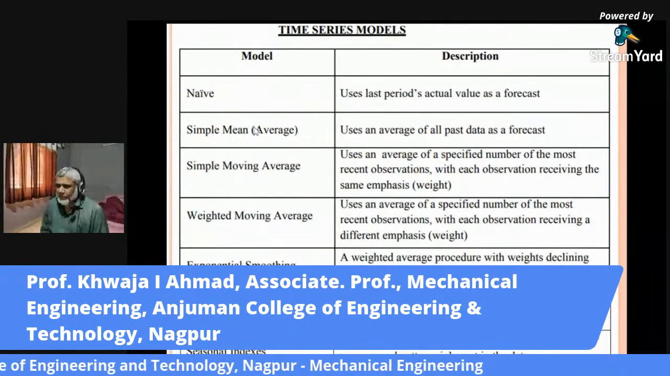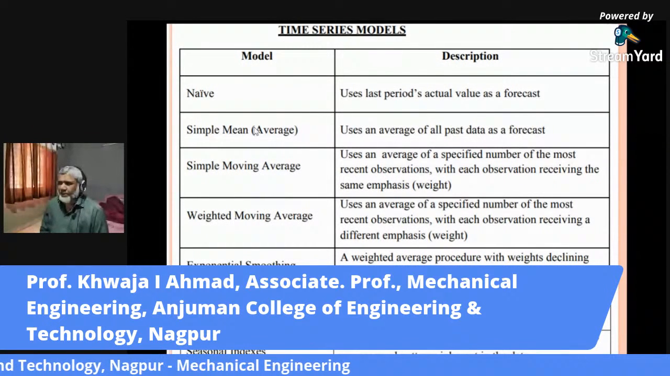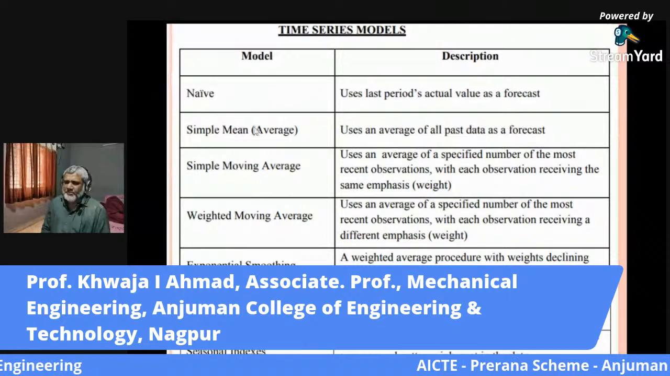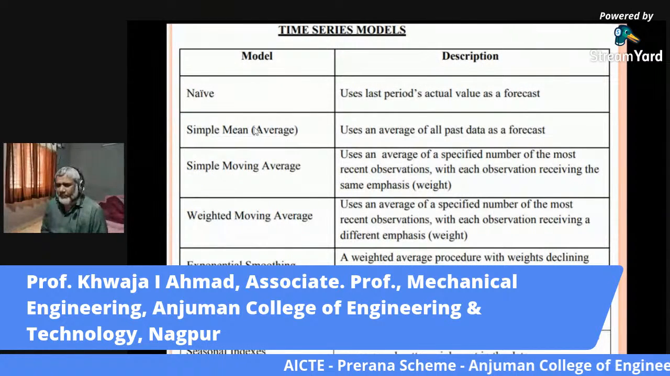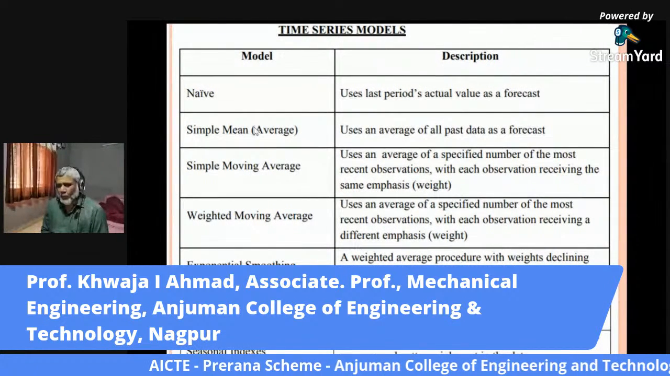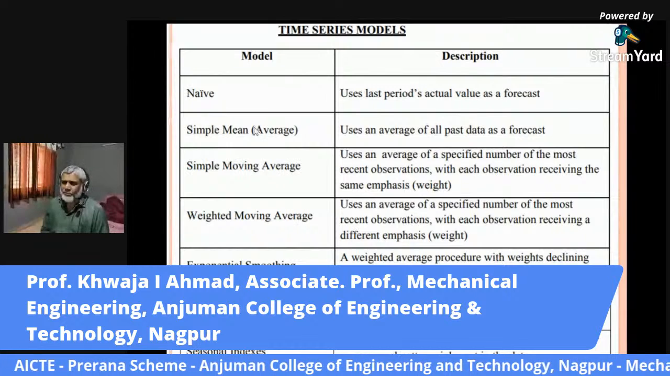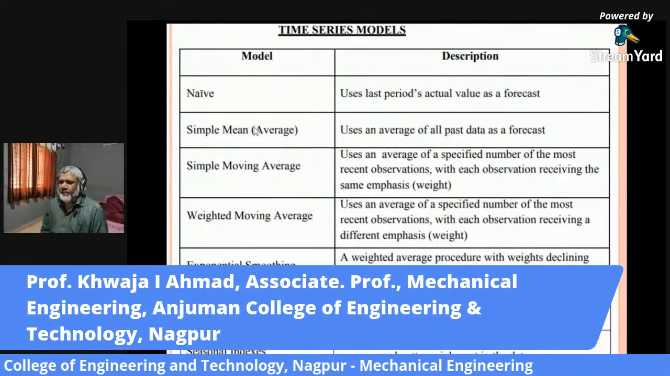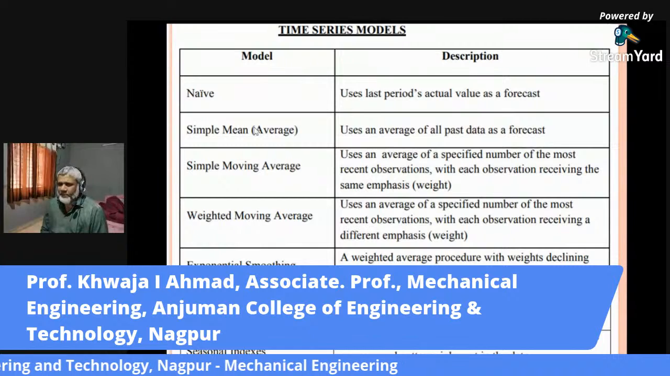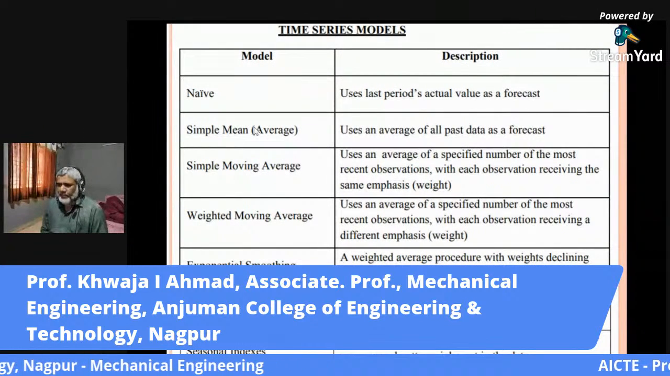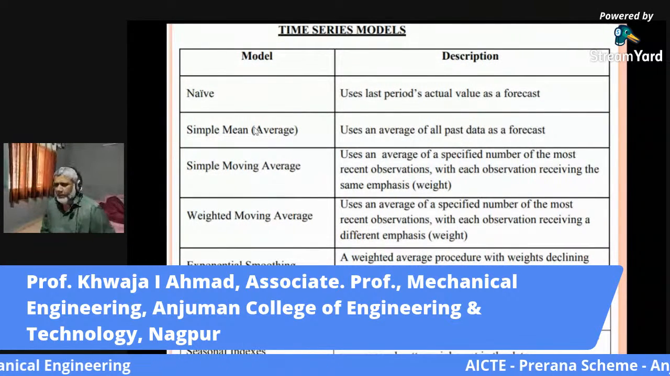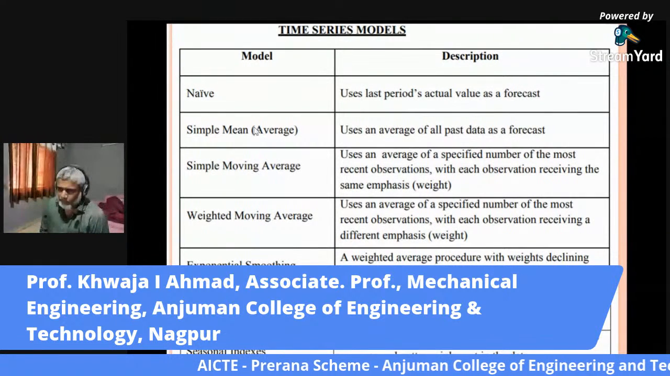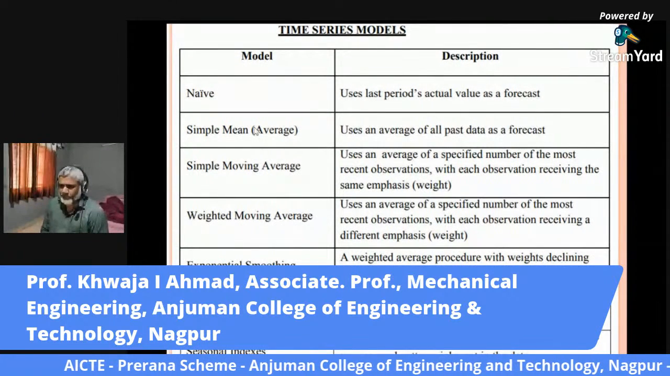Here it uses an average of a specified number of the most recent observations, with each observation receiving the same emphasis, that is the weight. Weightage is given to all the data on the same basis. Whereas in the weighted moving average, different weightages are given to different values. Here the recent observations are of more importance than the previous ones.